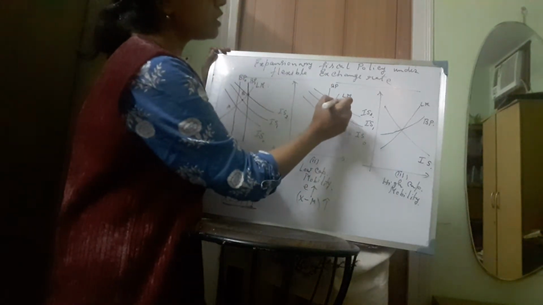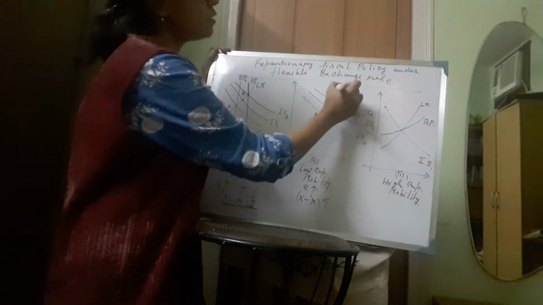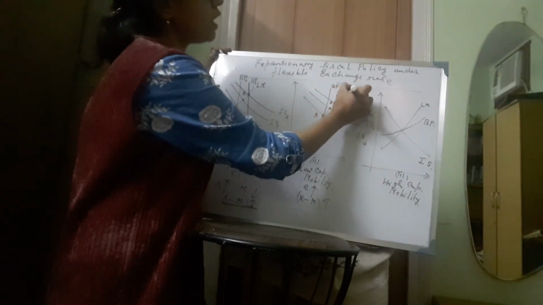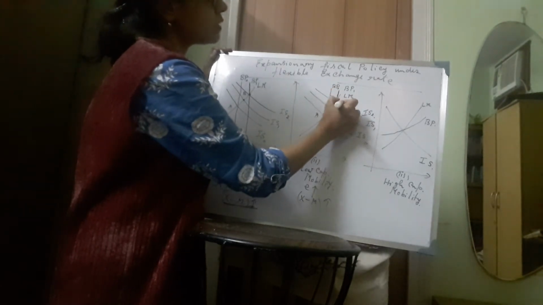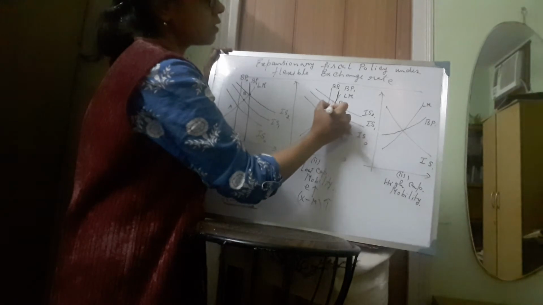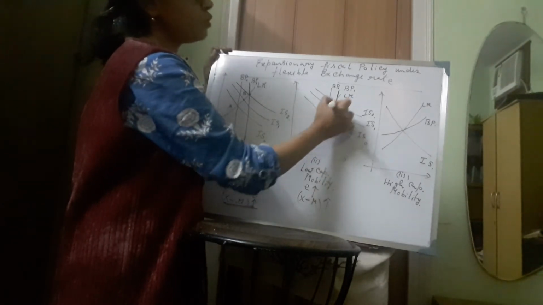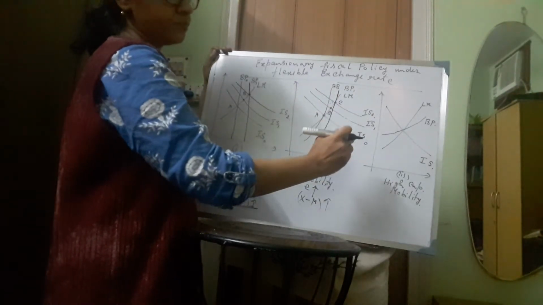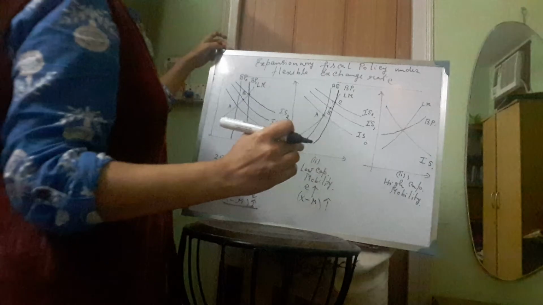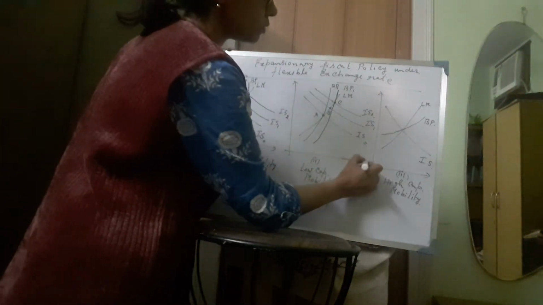So BP will be shifting to the rightward direction, and the new position of BP is BP1 from BP0. So we will have a new equilibrium point C, and we will shift from B to C here. So ultimately we are moving from A to point C, where we have an increased level of income. So expansionary fiscal policy has a positive effect on the income level in the economy.